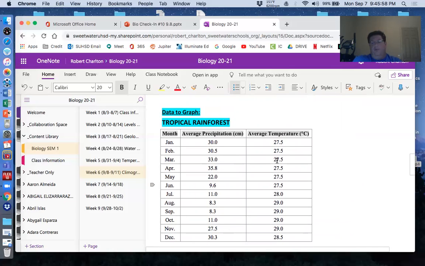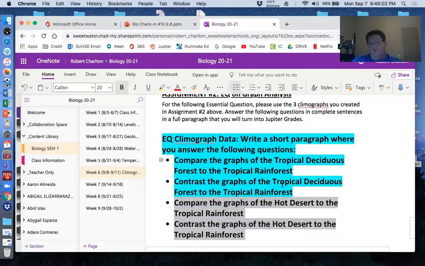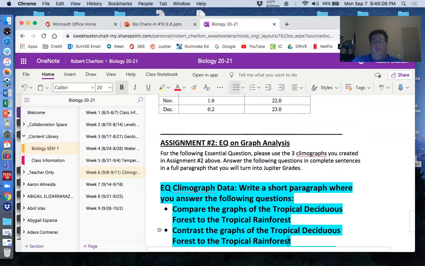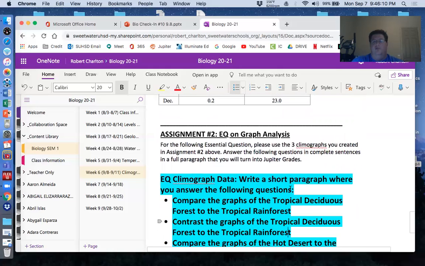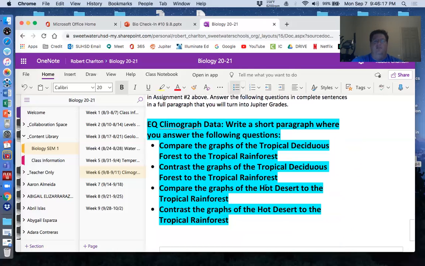Now, if you want help with assignment number 2, we're going to be doing assignment number 2 on Thursday and Friday. So if you have your graphs done by Thursday and Friday, then you'll be able to answer assignment number 2 before the weekend, and you'll have yourself a nice weekend. But you've got to get the graphs done. So 3 graphs and an essential question. That is your work for the week, for this shortened week. No quiz, no concept map.